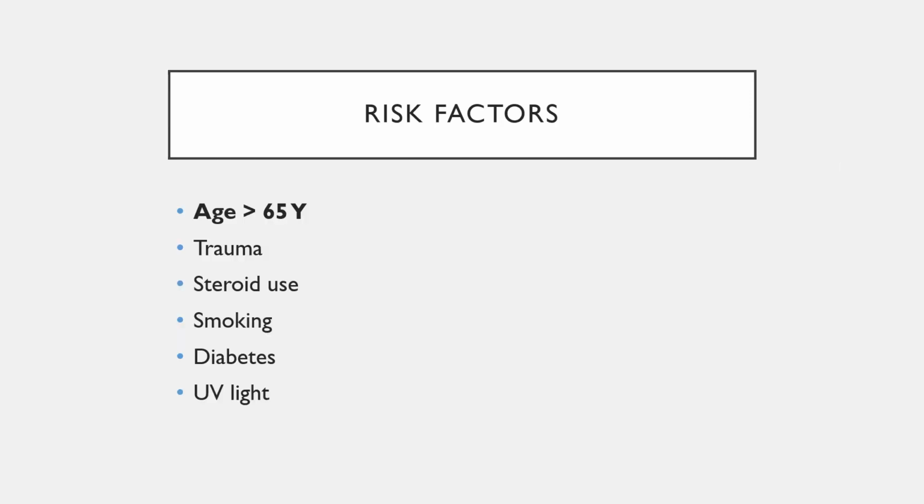The risk factors for cataracts we've touched upon, but to summarise, they are elderly people above age 65. Whenever you have someone with visual loss above 65, you can always think of cataracts as one of your differentials. Other things are trauma, because whenever something hits the eye that causes an effect on the crystalline fibres, this could cause a cataract, so always think about trauma and cataracts. Steroid use, smoking, diabetes and UV light are all other risk factors for cataracts.